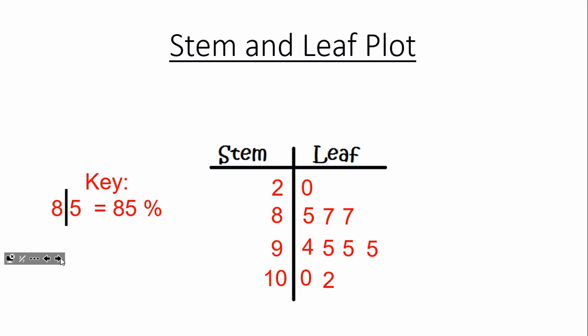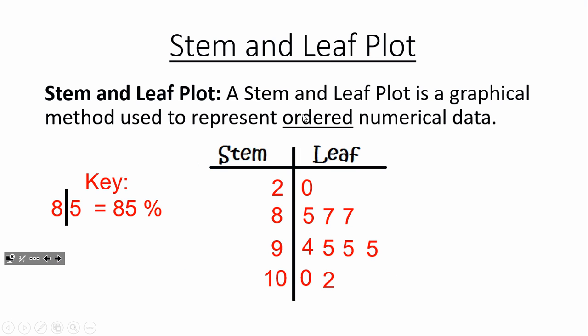Okay, the stem and leaf plot. Sounds kind of like a tree. It doesn't really look like a tree. A stem and leaf plot is a graphical method used to represent ordered numerical data. So if you remember back when we did mean, median, and mode, for the median, we had to list out all the numbers in order. Well, this already does that for us. All right, it is a short way to write a bunch of numbers.